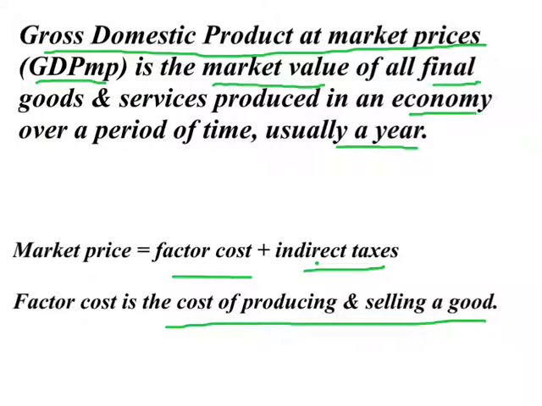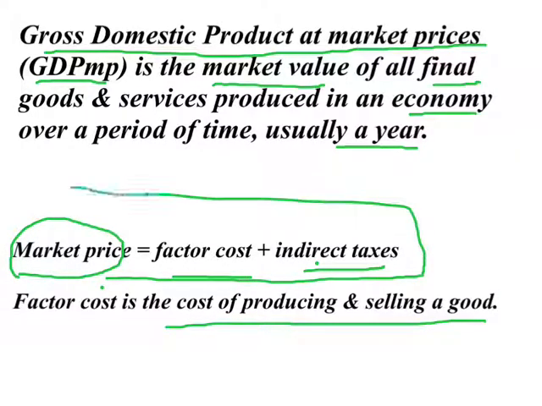So the market price for you is factor cost plus the tax that you pay on that good. And the tax that you pay on that good is called indirect taxes. And what is factor cost? Factor cost is simply the cost of producing and selling a good. And so when we are looking at GDP-MP, we are looking at market price. And remember this relationship: market price equals factor cost plus indirect taxes.